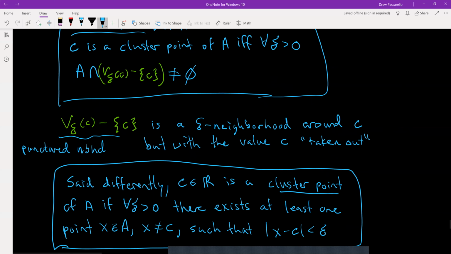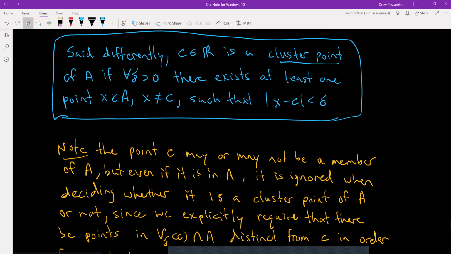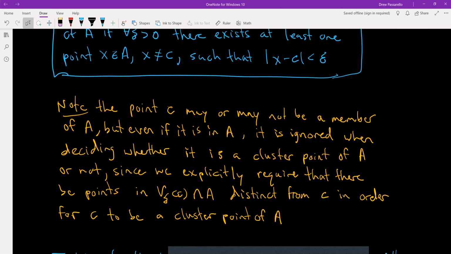Okay, so said differently, c, a real number, is a cluster point of A if for all delta greater than 0, there exists at least one point x in A where x is not equal to c, such that the absolute value of x minus c is less than delta. Note that the point c may or may not be a member of A, but even if it is in A, it is ignored when deciding whether it is a cluster point of A or not. Since we explicitly require that there be points in the intersection of the delta neighborhood around c and A distinct from c in order for c to be a cluster point of A.